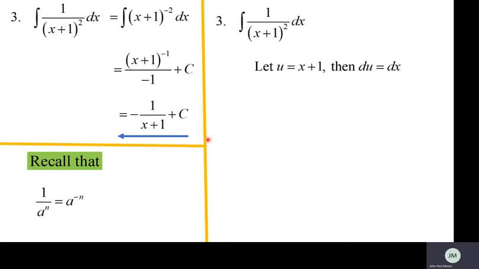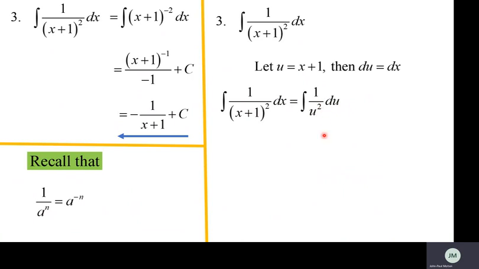Right, so first thing we say, let's take this expression inside the bracket, let's make it u. Then when we differentiate du with respect to x, we're going to have 1 here. Then we take 1 dx over, so we're going to have du equal to dx. Right, so we go back to our problem. So this can be expressed in this form. In the place of x plus 1, we put u. In the place of dx, we put du, and this is what we're going to have.